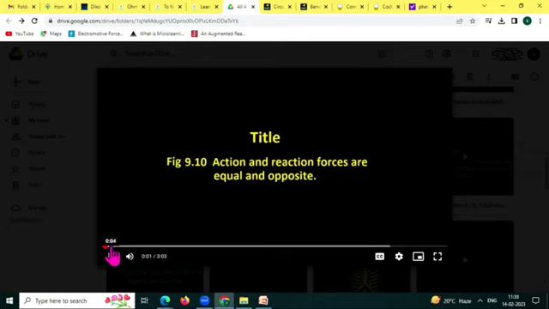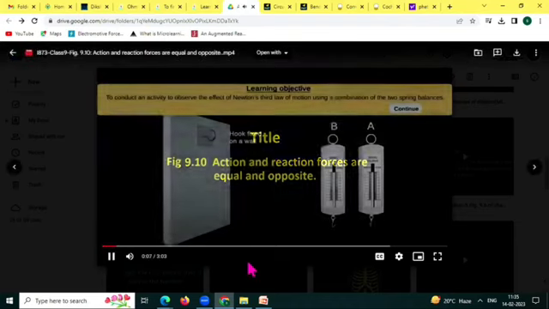So in the mobile there is control of the learner, they can switch, but this is 3D video. So let us see one presentation on the action and reaction. Forces are equal and opposite.